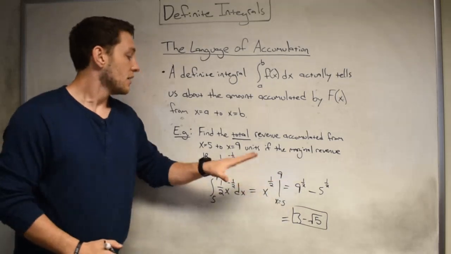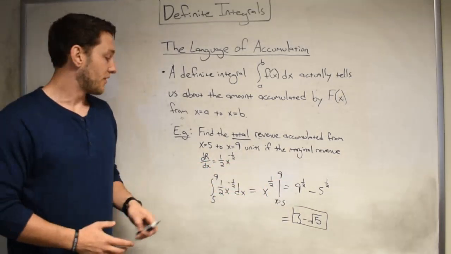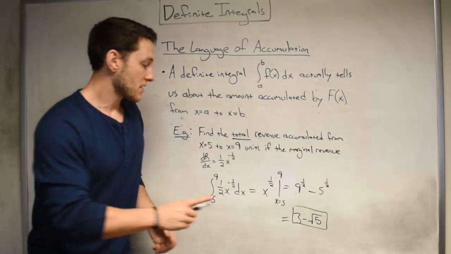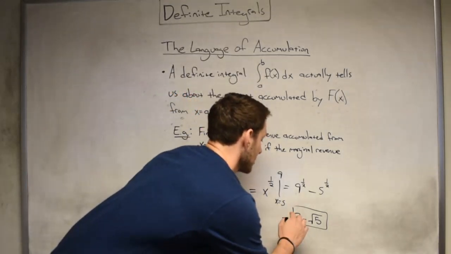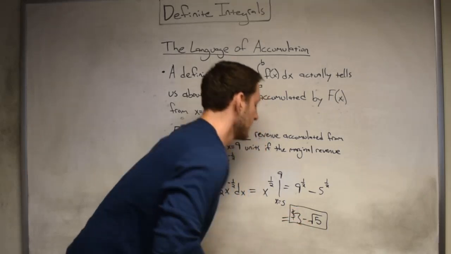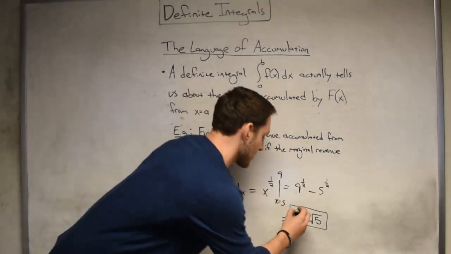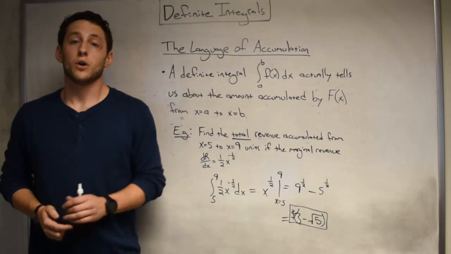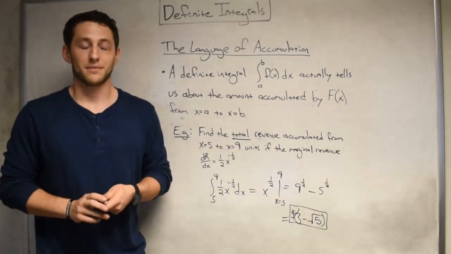And we could do that with just a regular antiderivative, with a definite integral. So this thing right here is actually going to be an answer given in dollars. So 3 minus the square root of 5 dollars will ultimately be your answer for this problem.